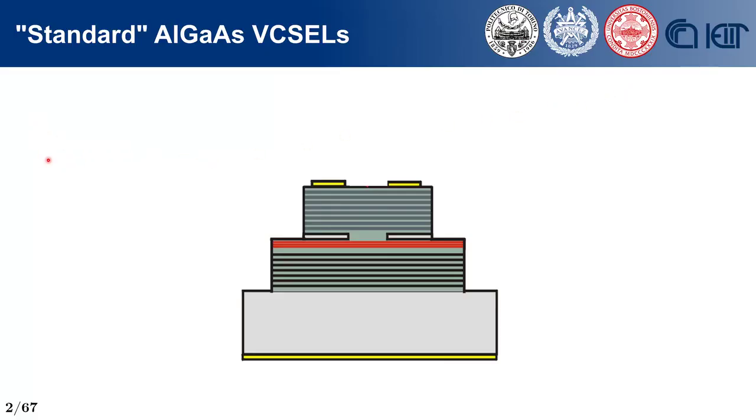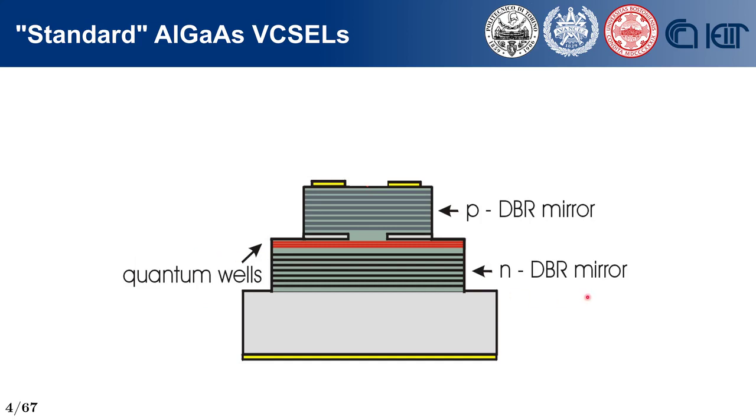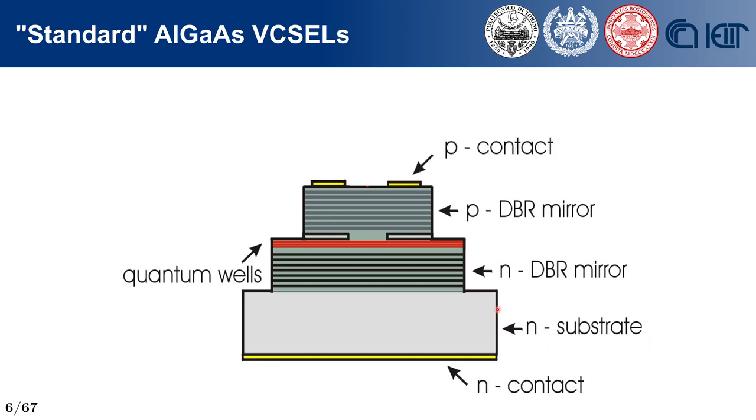Before starting talking about tunnel junction VCSELs, it is probably useful to recall something about standard aluminum gallium arsenide VCSELs. The most important part of a VCSEL is the active region, in this case quantum wells, where the electrical carriers are converted into photons. The cavity is defined by a couple of mirrors implemented by distributed Bragg reflectors, or DBRs. One p-doped, one n-doped, because the device is a diode. Everything is grown epitaxially starting from an n-doped substrate, and then we have two contacts.